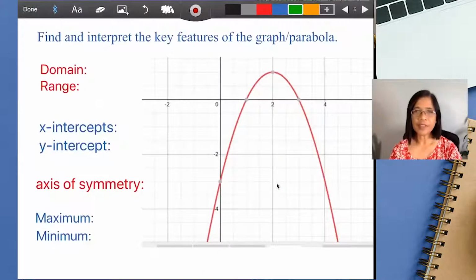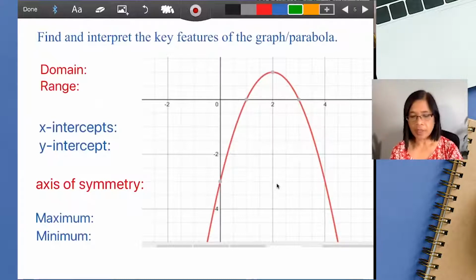Okay, let's have our first example here. Find and interpret the key features of the graph. This graph is a parabola, which is a graph of a quadratic function. So the parabola faces downward.